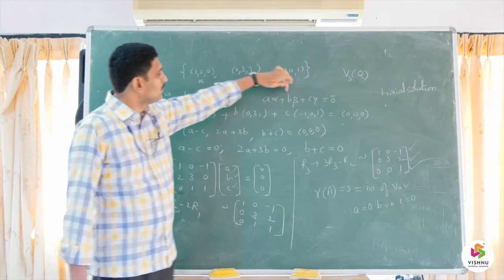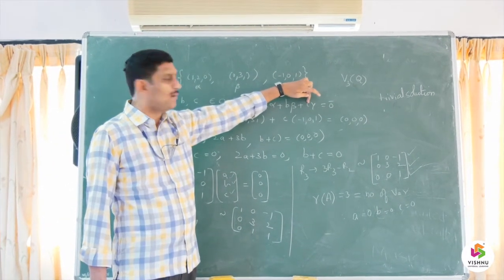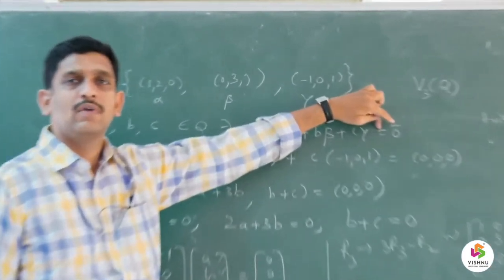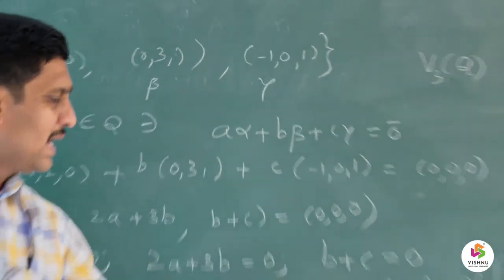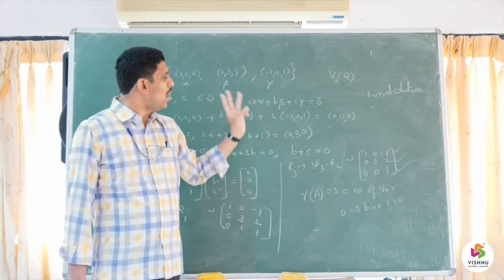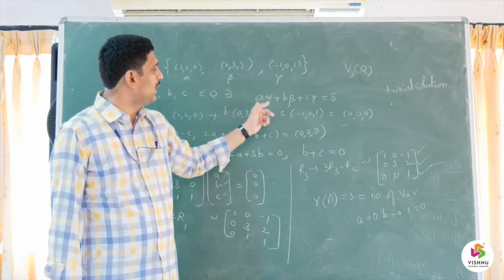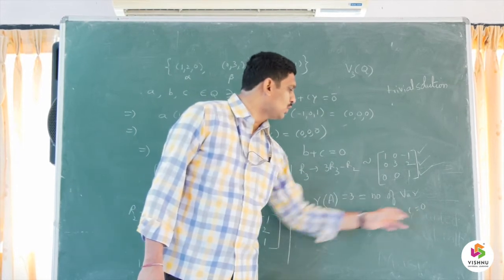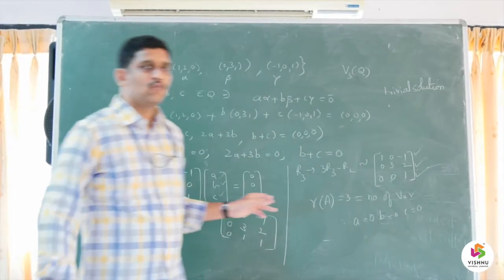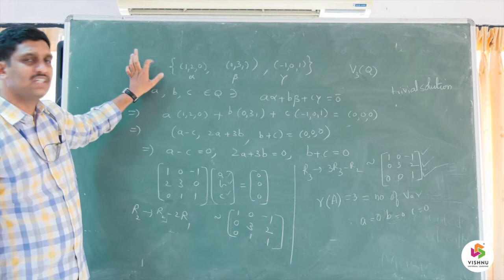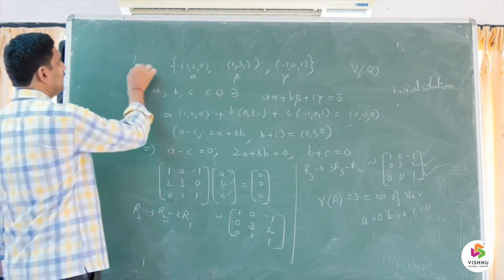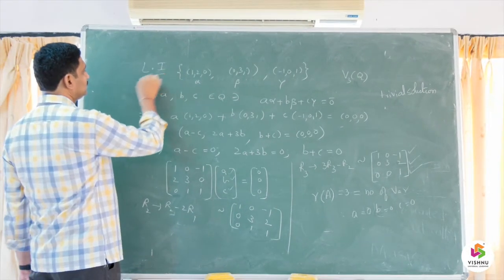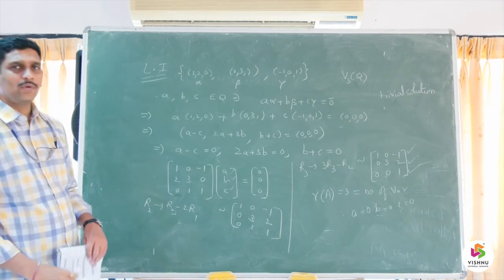A alpha plus B beta plus C gamma is equal to 0 bar. Now what happened? I have calculated the values of A, B, C. So all the 3 scalars, that is A, B and C, become 0 totally here. Therefore, we confirm that the given set of vectors are linearly independent. So this is the solution of the problem.